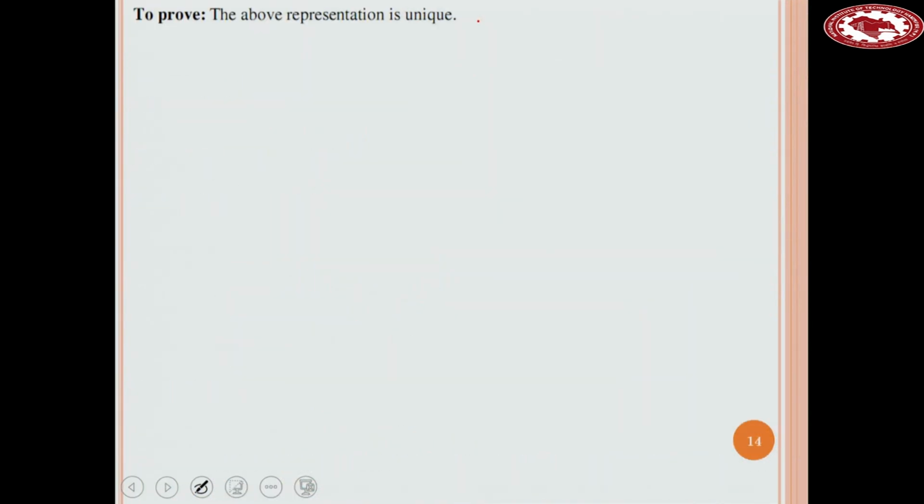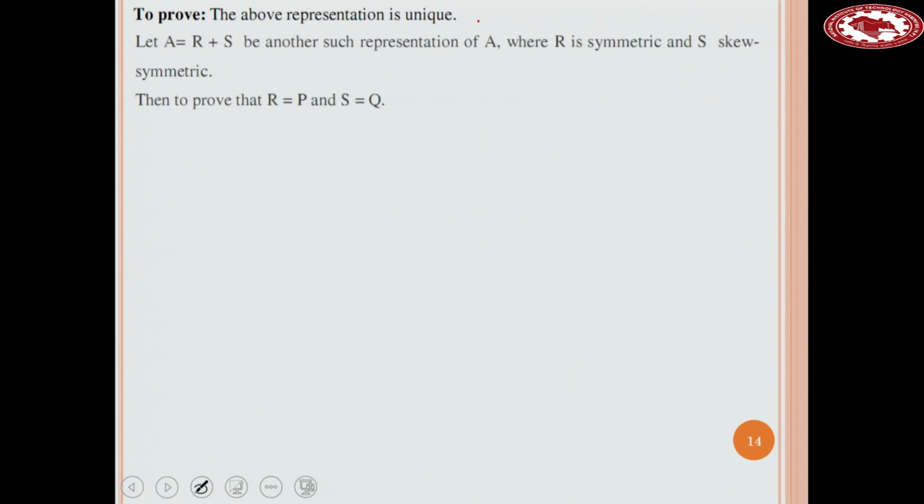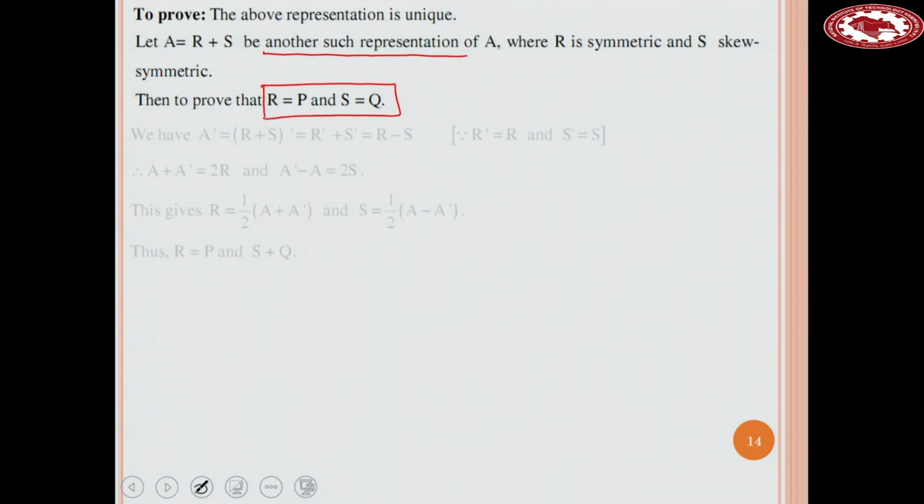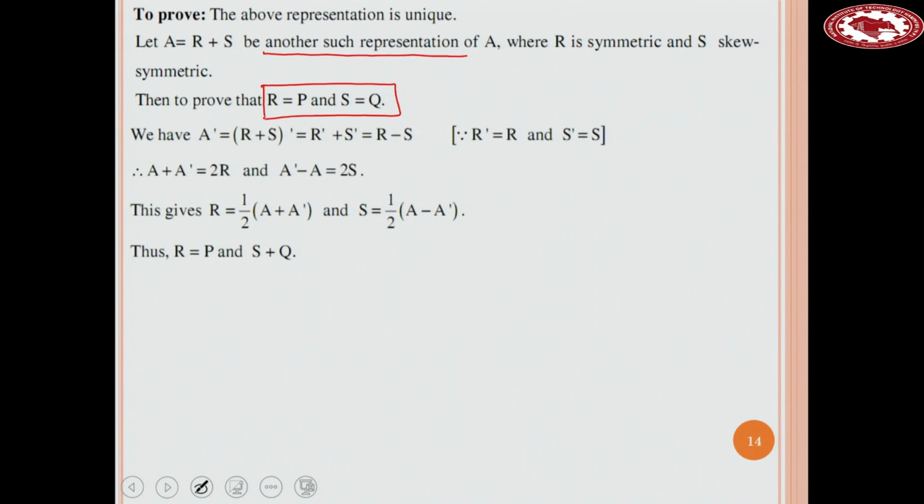And the above representation is unique. How can we prove this one? Let A is equal to R plus S be another such representation of A, where R is symmetric and S is skew symmetric. Then we have to prove that R is equal to P and S is equal to Q. Clear? Now calculate A dash.